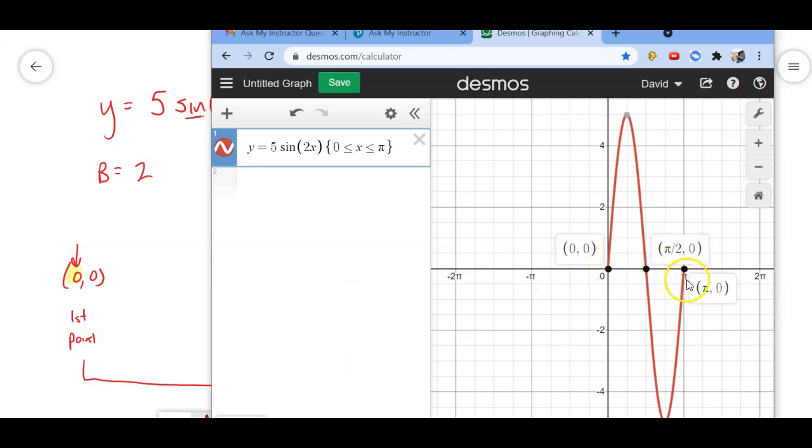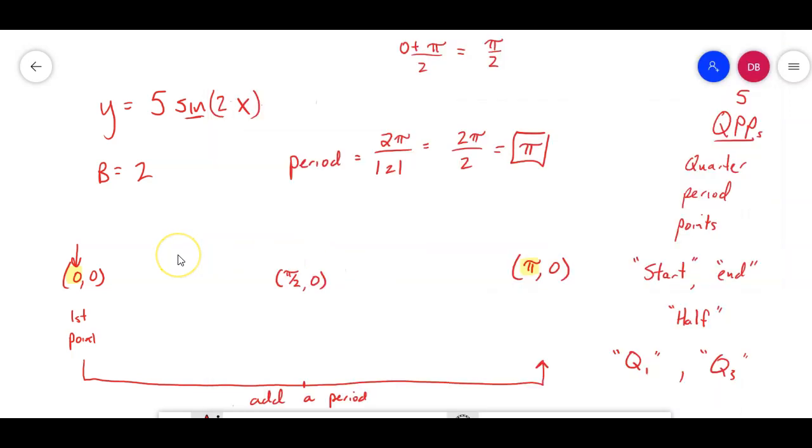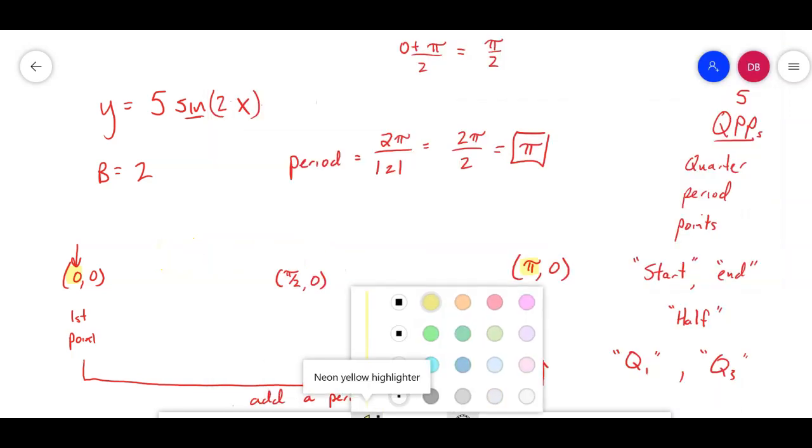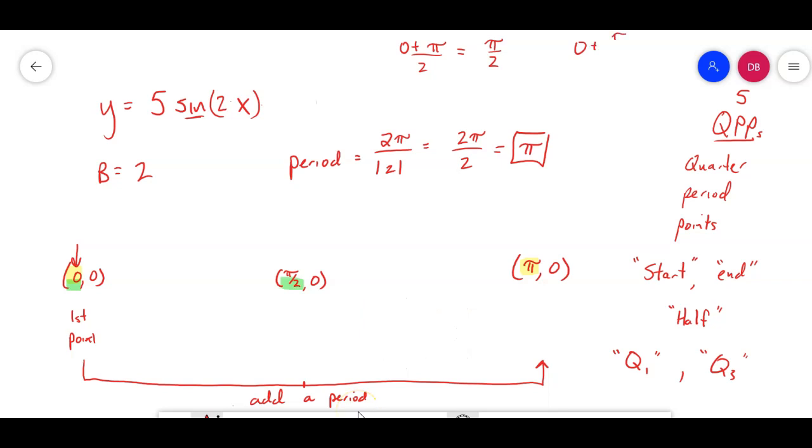So we start on the midline, and we add a period, we're on the midline, and half a period, halfway between those two, averaging the two x coordinates, that's also a midline intercept. We're crossing, in this case, the x-axis, but whatever our midline happens to be. All right, and then average those two x coordinates, the first one and the one in the middle: 0 plus pi over 2 divided by 2 ends up being pi over 4. That will be right there in the middle of those two. That'll be the first quarter.